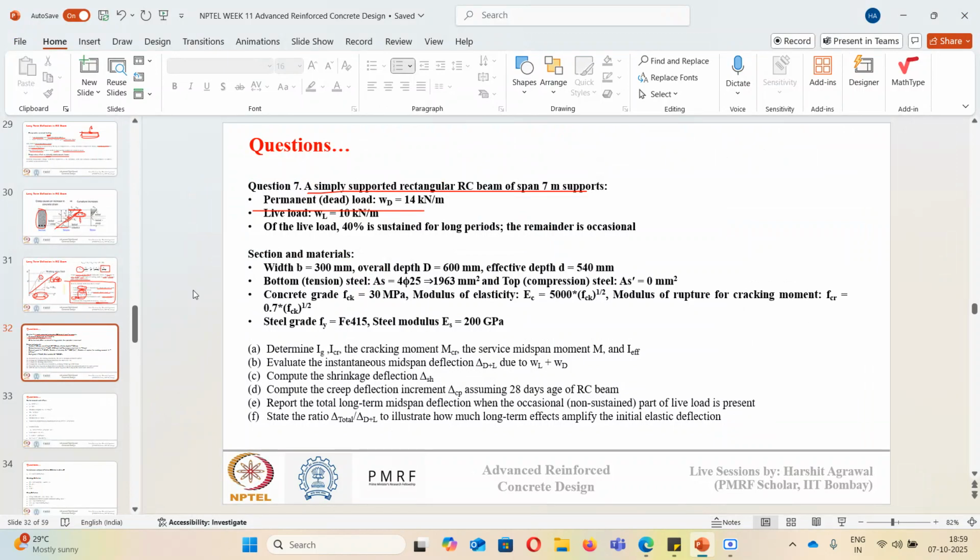Once we know the effective moment of inertia, we can calculate the deflection due to dead load plus live load. That is 14 plus 10, 24 kilonewton per meter. So that will be deflection due to live load plus dead load. Now for shrinkage, we'll calculate the K4 value and then the deflection due to shrinkage. We know it is a simply supported beam, so K3 value we will know, K4 value we will calculate, and we'll get the deflection.